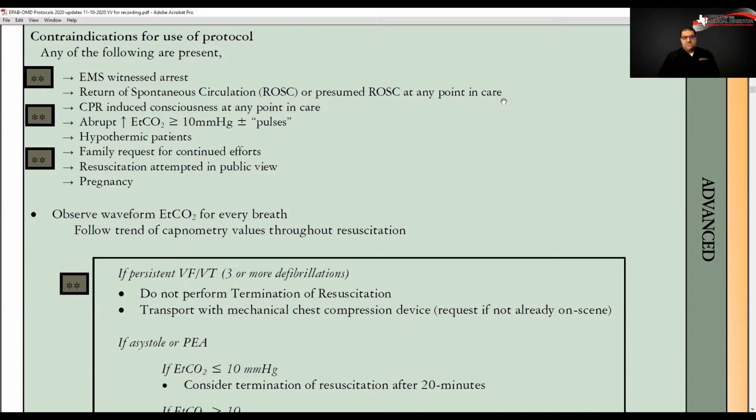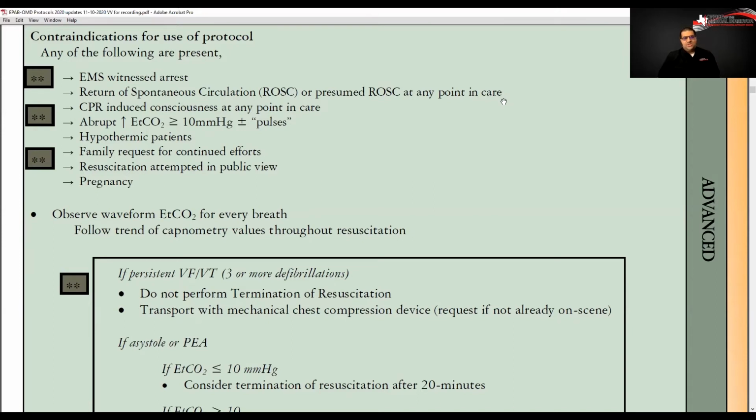CPR-induced consciousness is a phenomenon by which the patient achieves such good cardiac output during the CPR and resuscitation that they actually wake up a little bit or make purposeful movement. That's considered an exclusion to most termination of resuscitation protocols. So if you have a period of CPR-induced consciousness, don't do field termination on those people.